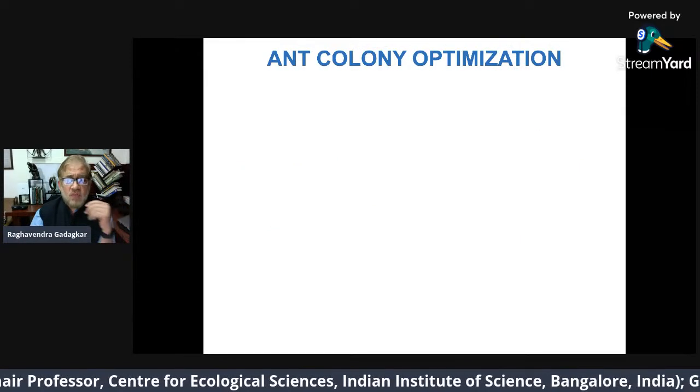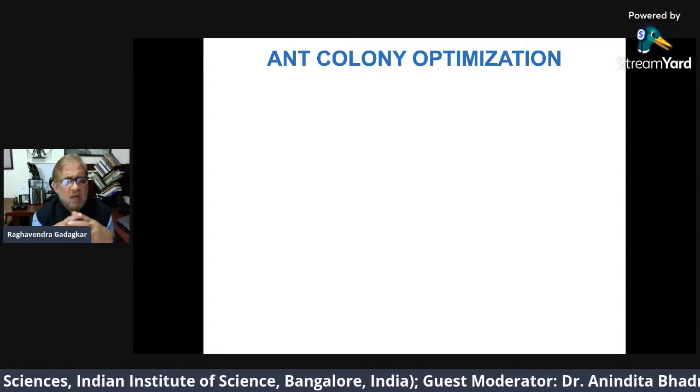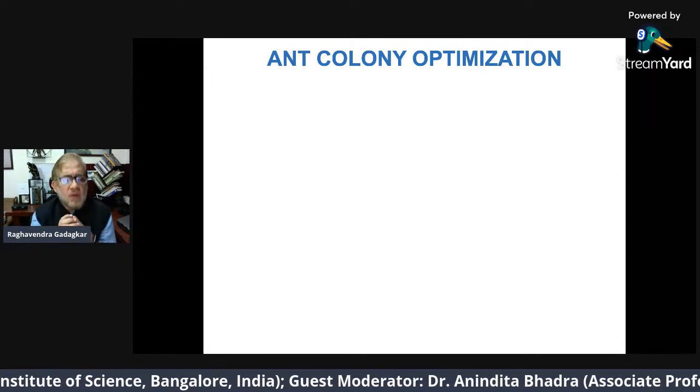The first example I'll use is what is called ant colony optimization. Now, social insects are very, very efficient in the way they do things.